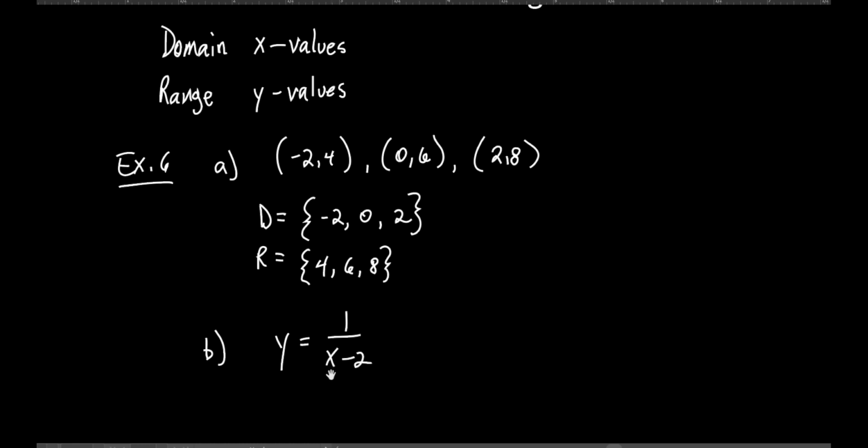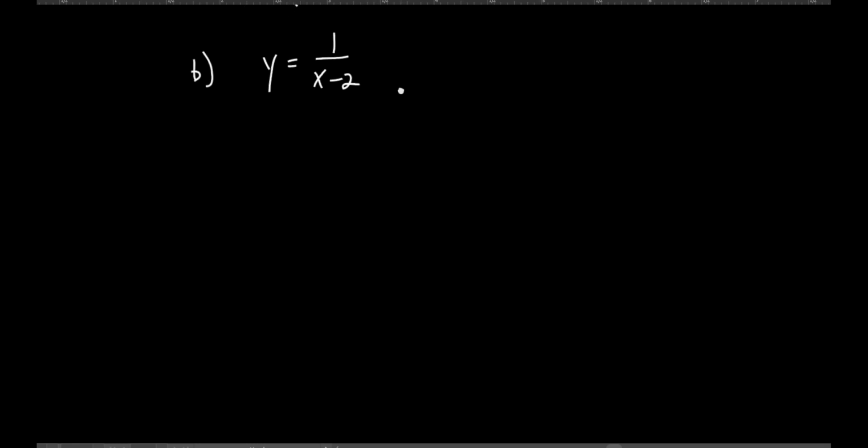So could x be a 1? Could x be 1 here? Yeah, 1 minus 2, 1 over negative 1. That's fine. That'll work, right? x could be any number except for 2. Why? Because look, what if x was 2? Can x be equal to 2?